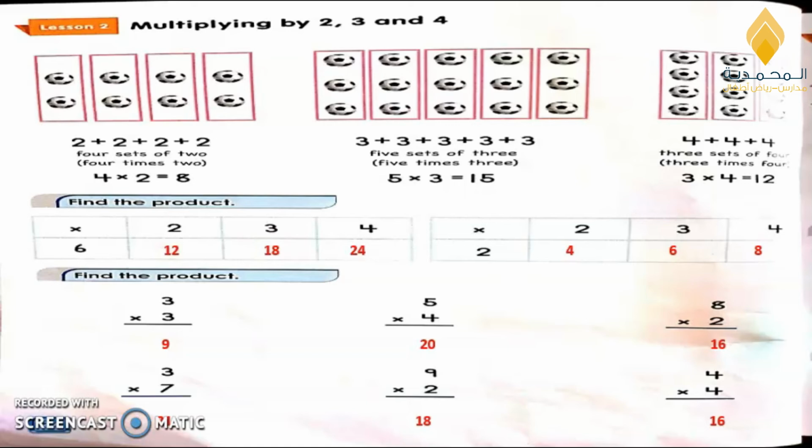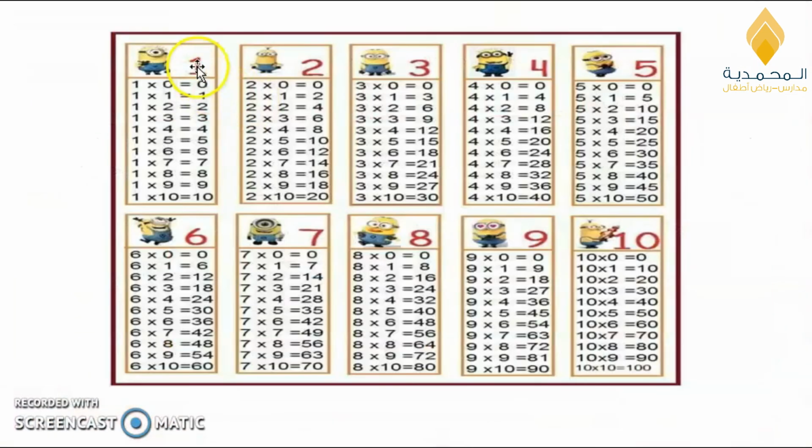And again, I want to remind you to memorize the multiplication tables here from 1 to 4. Okay? These are the multiplication tables from 1 to 4.